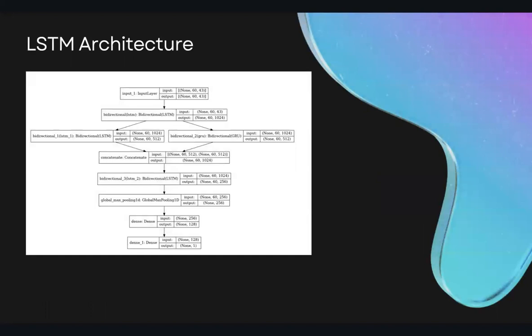So this is the LSTM architecture. Our input is 60 by 43, then the input layer, bidirectional LSTM, and then concatenate. Then we have max pooled the output of the previous layer, and this is the LSTM architecture which we have used.